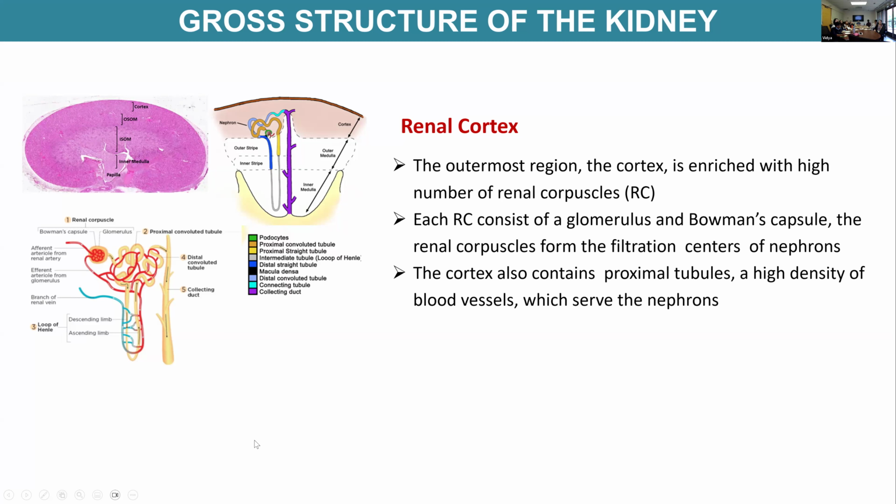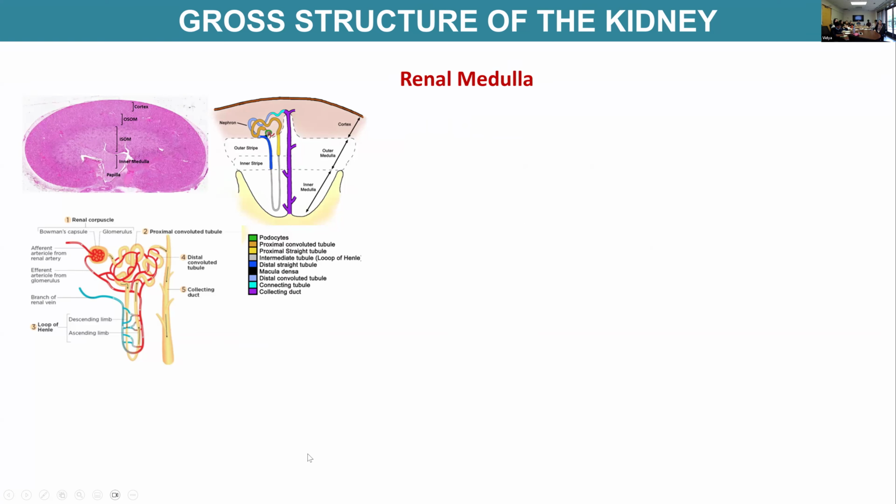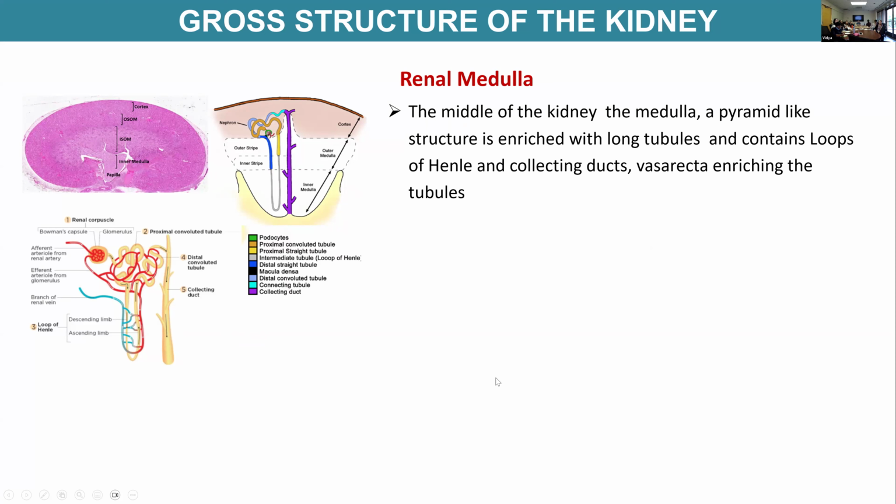And the filtration of the blood starts with the renal corpuscle, and the renal corpuscle and the proximal tubules are enriched in the cortex region. The cortex is also supplied with blood vessels, as you see here. And next comes the renal medulla, the next layer. So we have an outer medulla and an inner medulla.